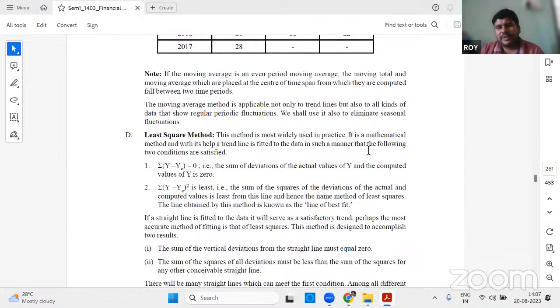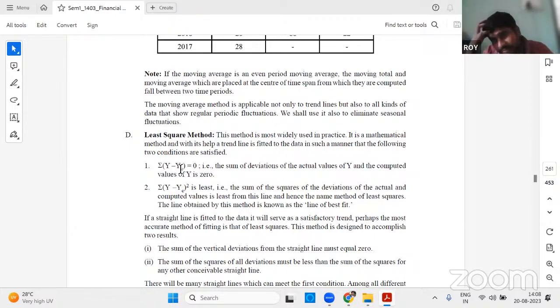Least square method is the most widely used in practice. It is a mathematical method. With its help, a trend line is fitted to the data in such a manner that the following 2 conditions are satisfied. Listen to this. In this method, a trend line is fitted to the data, and in that trend line we will try to understand how the trend is moving on. The sum of deviations of the actual values of y and the computed values of y is 0.